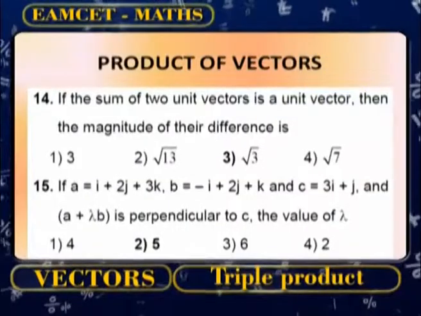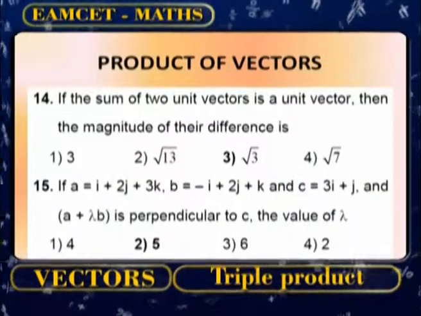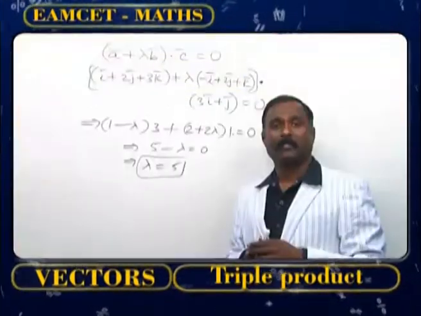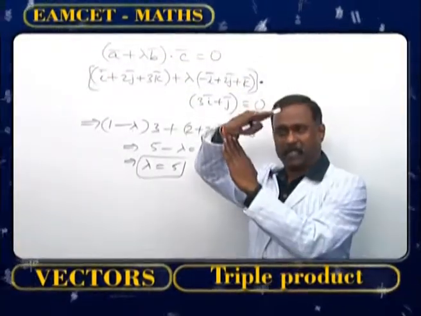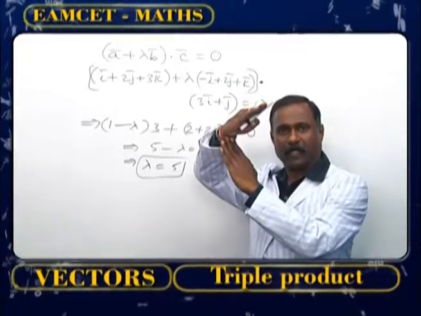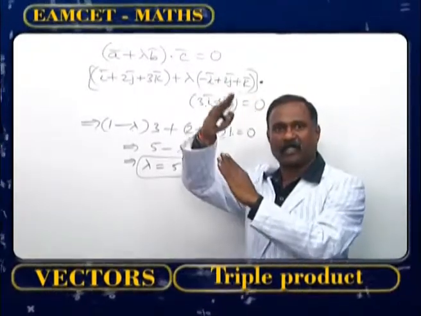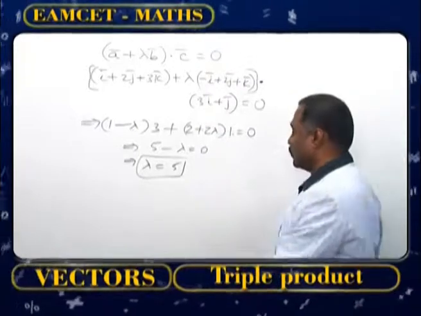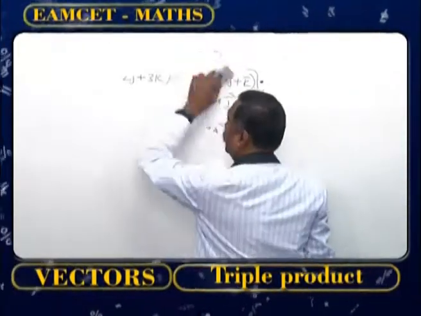This is what you have to understand there. So simple thing, what you have to remember in the scalar product, if two vectors are perpendicular, then the dot product of these two vectors is 0. Remember that. Go to the next problem now.